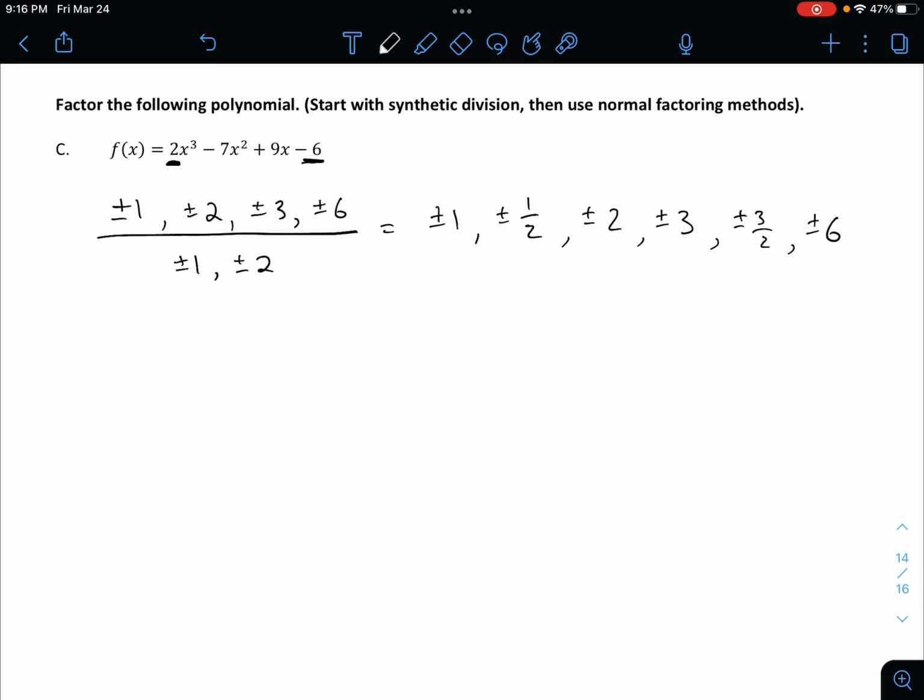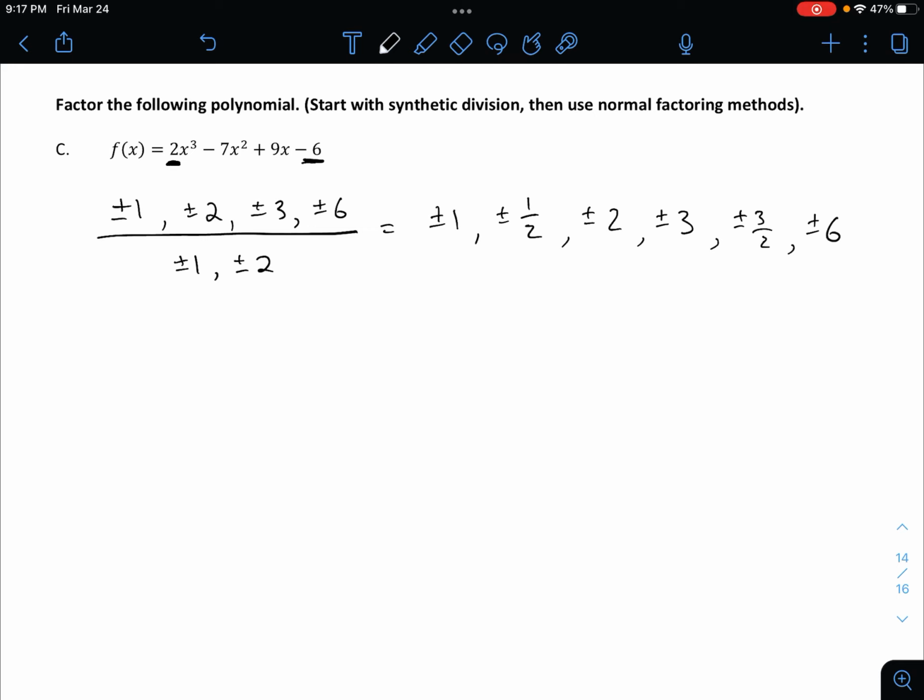Right here is where I would recommend pausing the video and going ahead and trying synthetic division for yourself and just start testing these out and see which of them works. Once you get one that works, then you might be able to use quadratic formula or maybe an even easier factoring method. All right, so pause the video and then go ahead and resume it once you feel ready to go.